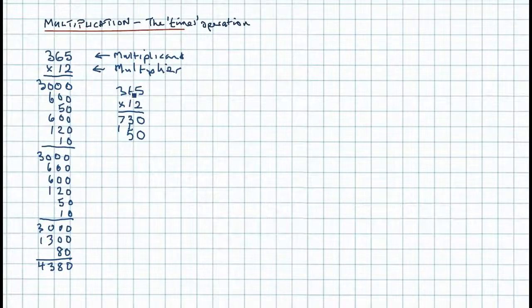10 times 60, well, we think about it as 1 times 6, so we've got 6, and we write that down here. It's actually 600 because it's in the hundreds column. And we've got 10 times 3, so that's 300. Sorry, 10 times 300, and so we've got 3,000. So we write that in our thousands column.